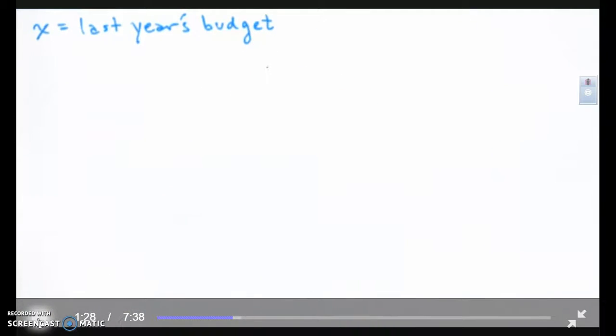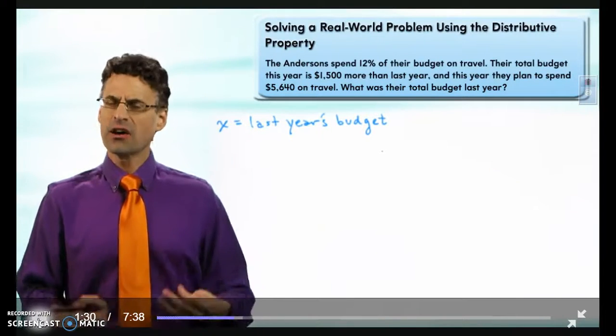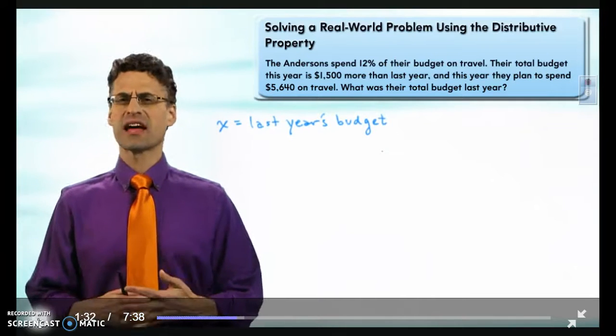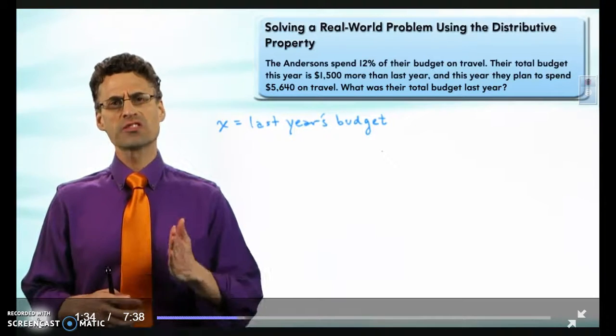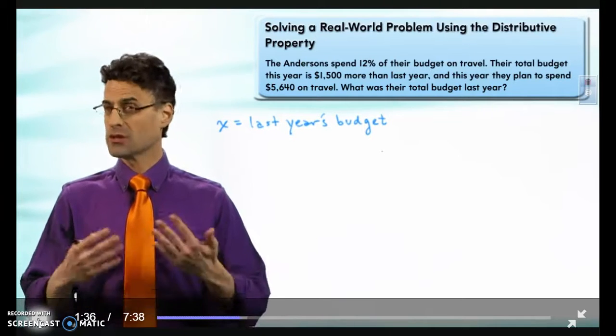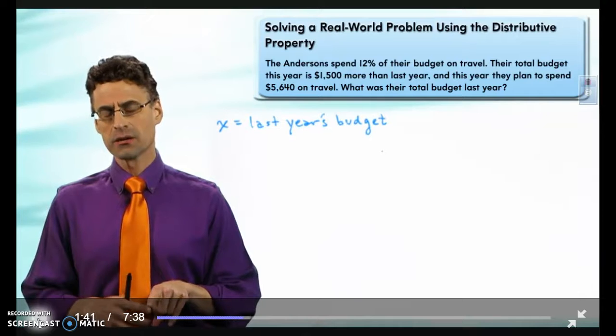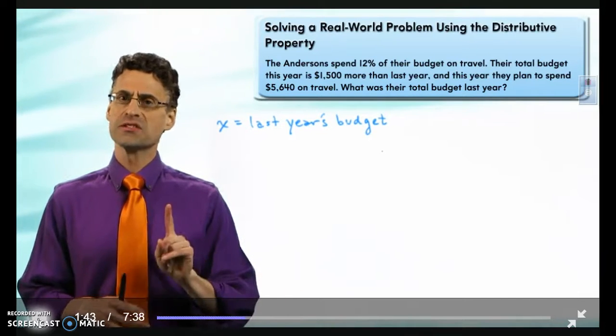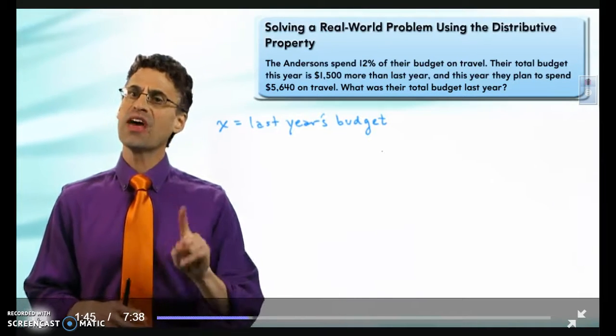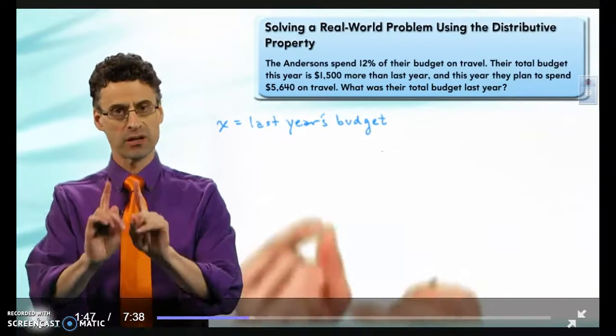And now our mission is to see if we can figure out what X equals. Okay, so now we have to read through everything and figure out exactly what we have. So they spend 12% of their budget on travel. Okay, fine. Now, their total budget this year is $1,500 more than last year. Now, that really is important. Let's parse that.